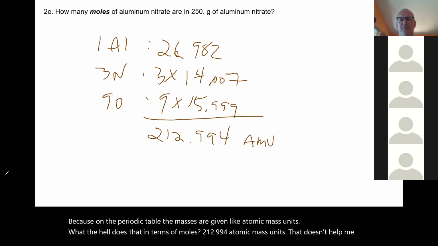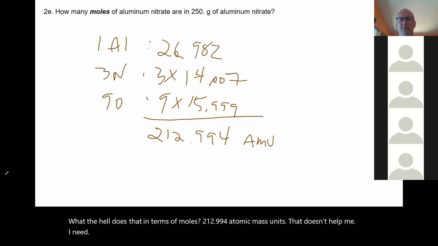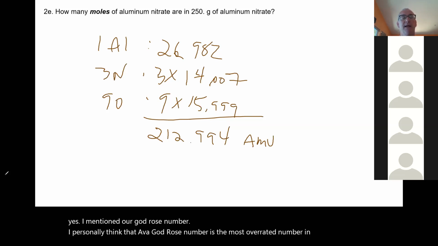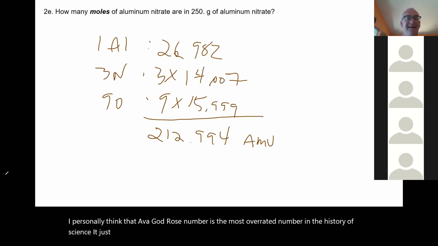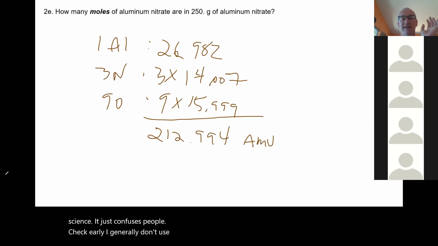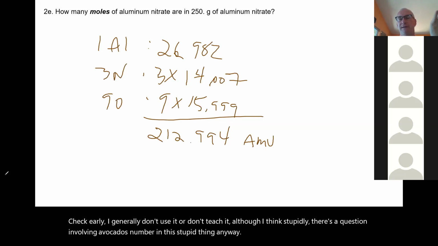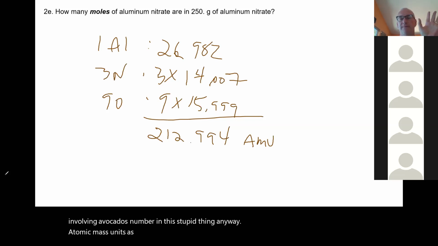You have to convert it, right? The Avogadro. Yeah, someone mentioned Avogadro's number. Now, I personally think that Avogadro's number is the most overrated number in the history of science. It just confuses people. I generally don't use it or don't teach it. Although I think stupidly there's a question involving Avogadro's number in this thing. Anyway, atomic mass units, don't even worry about Avogadro's number because it doesn't help us here.